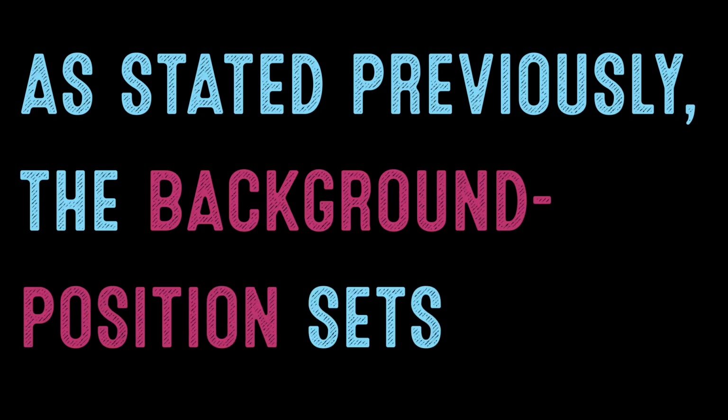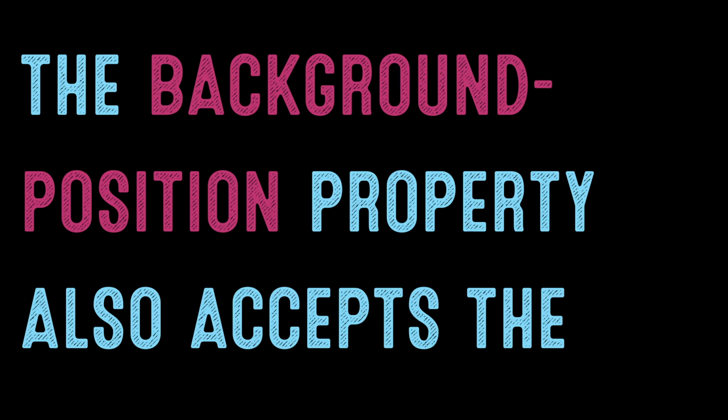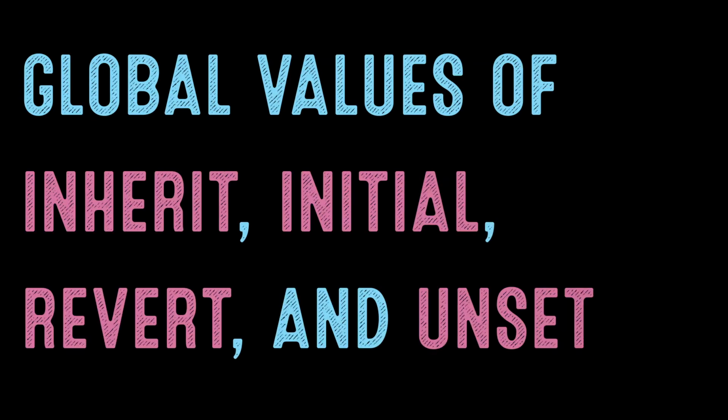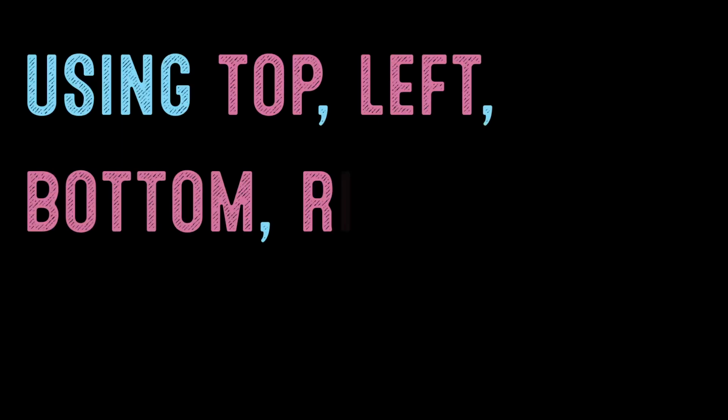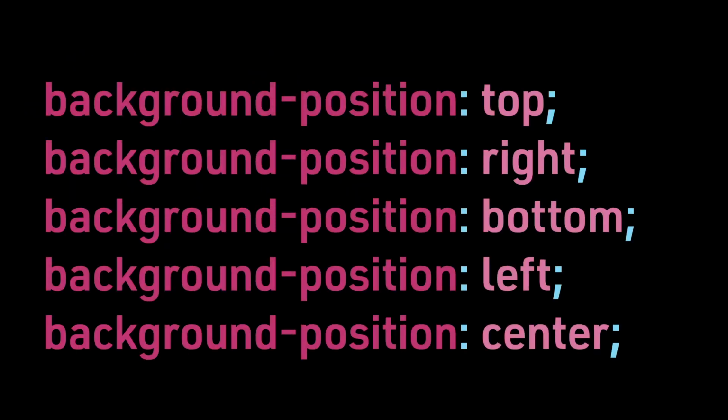The Daily Code Snippet. As stated previously, the background-position property sets the initial position for each background image. The background-position property also accepts the global values of inherit, initial, revert, and unset. The background position can be set in multiple ways. Using top, left, bottom, right indicates an edge against which to place it: background-position top, background-position right, background-position bottom, background-position left, and background-position center.